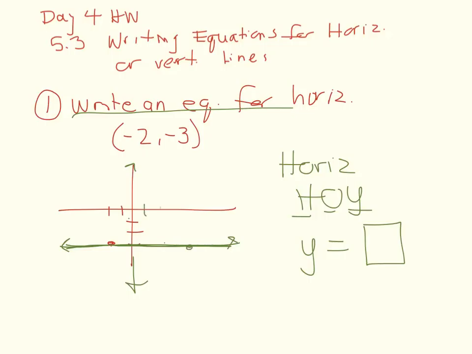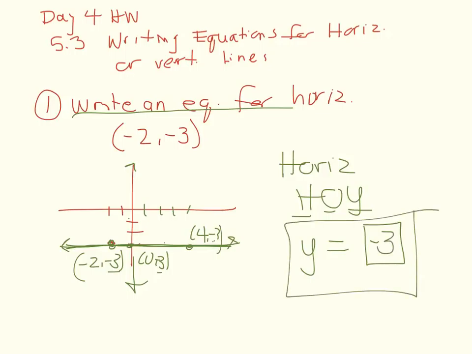For instance, this point might be 4, -3. This point here would be 0, -3. The one they gave us was -2, -3. And as you can see, the y-coordinate is always -3. Therefore, the equation of the graph is y equals -3. And that one's done. Let's do another.